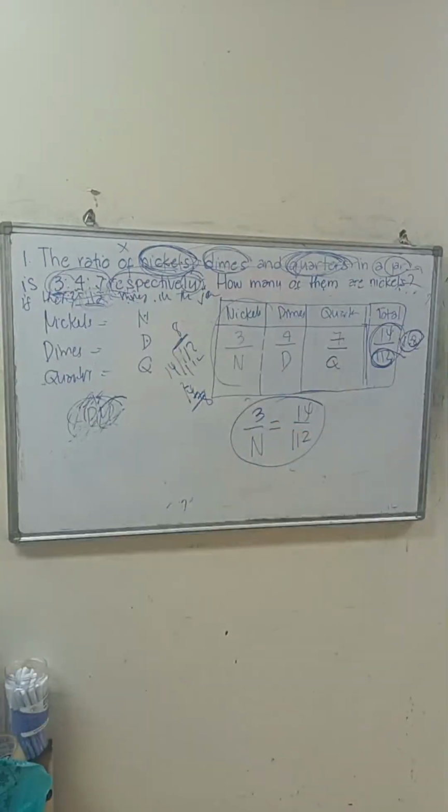What do you multiply or divide here? Here it is division. So you need to multiply by something to cancel the 3, and that is 1 over 3. So multiply both sides by 1 over 3. 1 times 3 is 3, 3 times n is 3n. 14 times 1 is 14. 112 times 3 is 336. Then solve for the value of n.